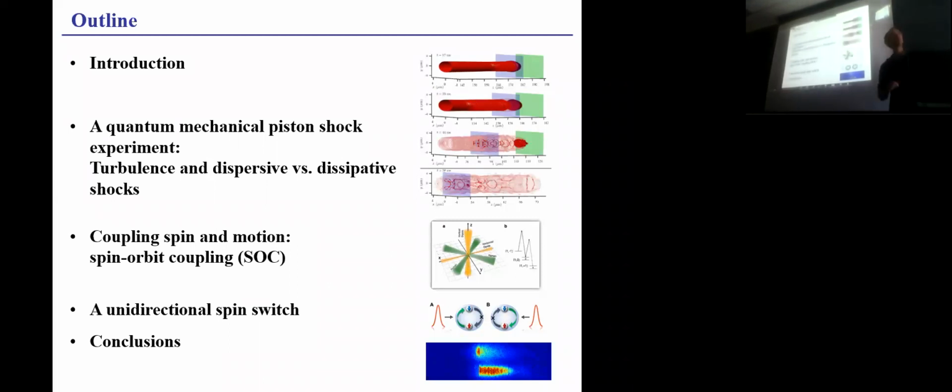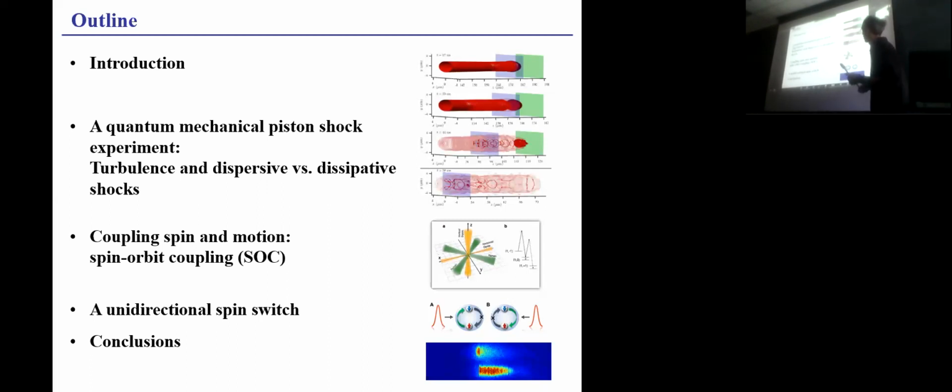So here's a brief outline of my talk, and we can see how far we go down this list. But essentially, I will give you a very brief introduction. But since already at this workshop you've heard so much about quantum hydrodynamics and also BEC systems, my introduction is going to be fairly brief. Then I will present you an experiment where we do a quantum mechanical piston shock. And this will lead us to the question of dispersive versus dissipative dynamics, and dispersive versus dissipative shock waves, and also connections to turbulence in that system, which is turbulence in the channel geometry that we have in these systems.